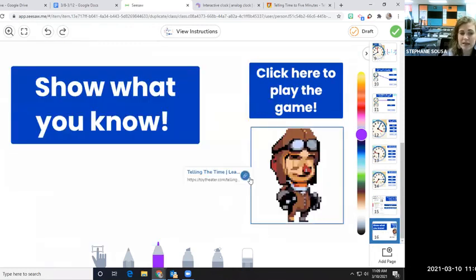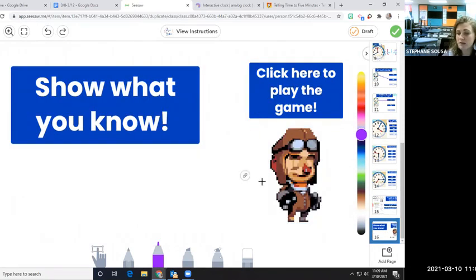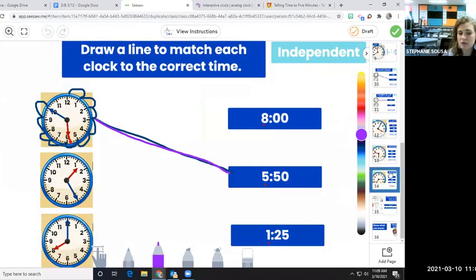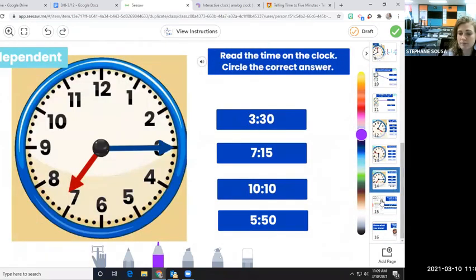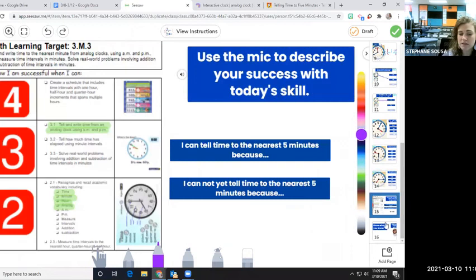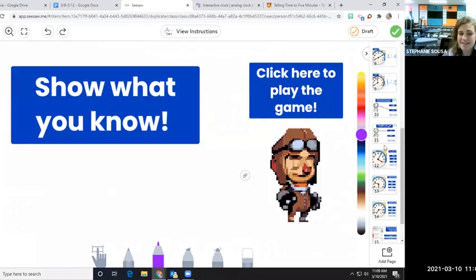Slide 16 has a time-telling game that I'd like for you to spend some time playing after you finish your work. Okay, slides 10 through 14, do your work. Slide 15, success criteria. Slide 16, play that game. That is your task for today.